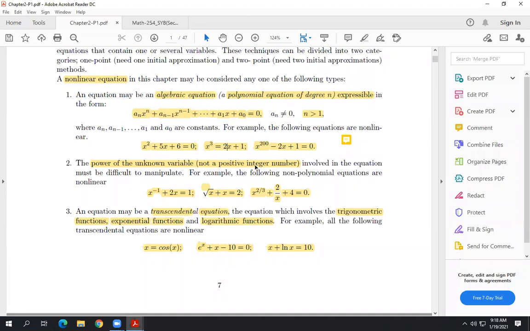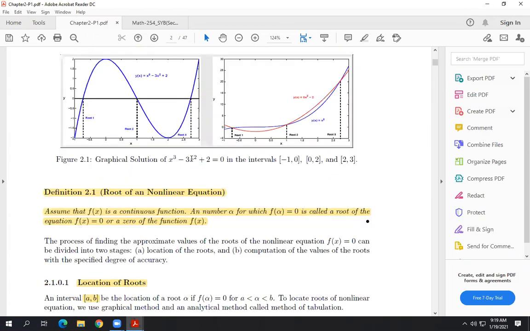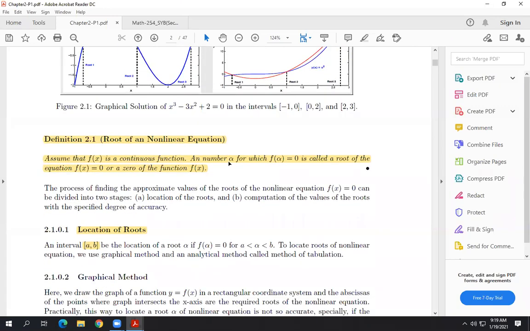So what does root mean? A root is such a number that when we put it into the equation, the left hand side must be equal to the right hand side, then we call it a root. And throughout this chapter, I call this root alpha. And what does alpha mean? The root or the exact solution.